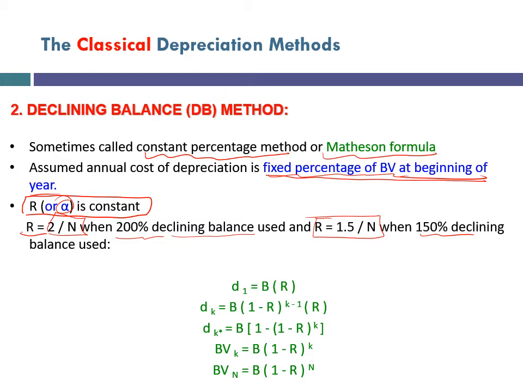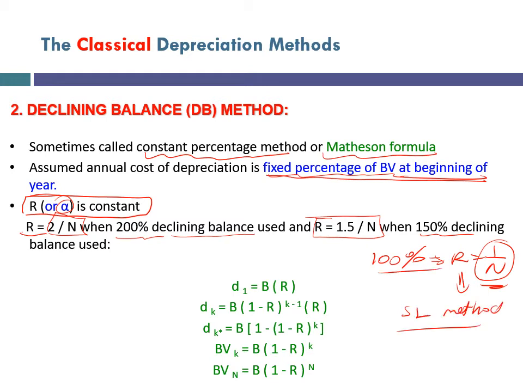And simply 100% declining balance means that this R is equal to 1 over N, and simply this is equal to the straight line method. 100% declining balance means the straight line method. If it is 150%, 200% or more, then it has a different depreciation than the straight line method. So let's see, how do we calculate the depreciation amounts at each year?